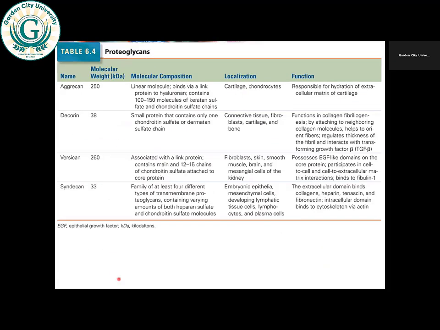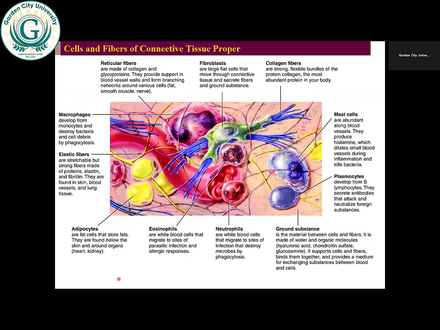So connective tissues are made up of cells. So we look at the cells. Then they are also made up of fibers. And there are three main fibers that connective tissues are made up of. Let me start with this one, collagen fibers.